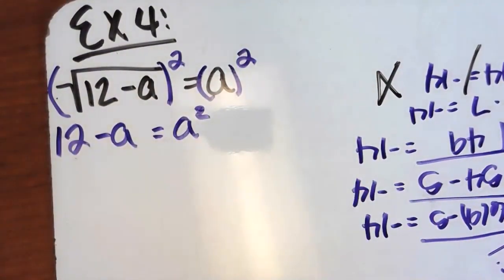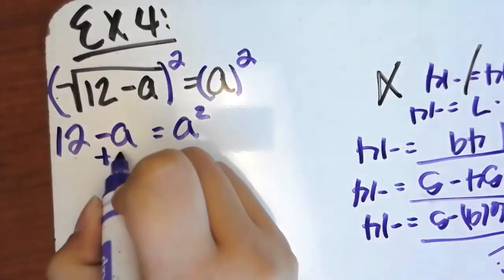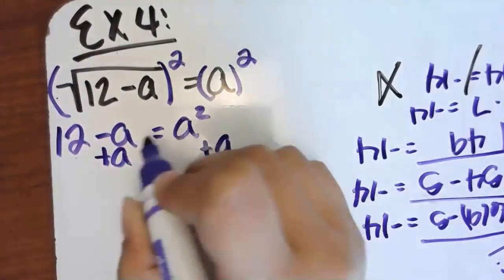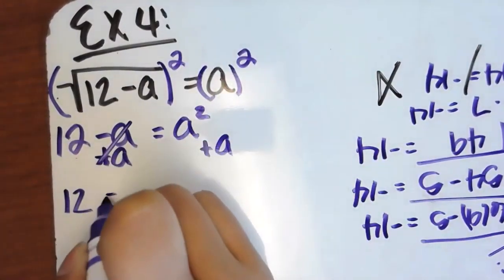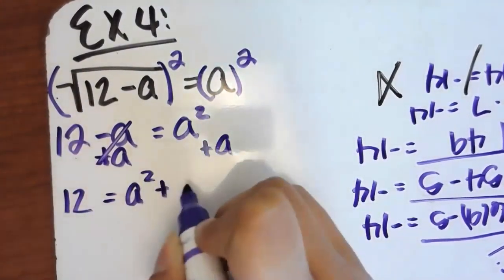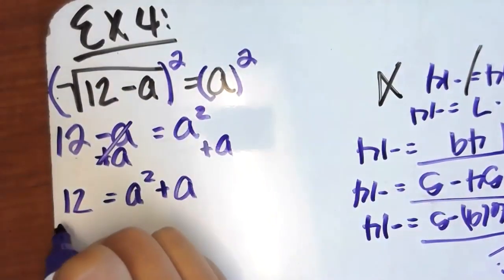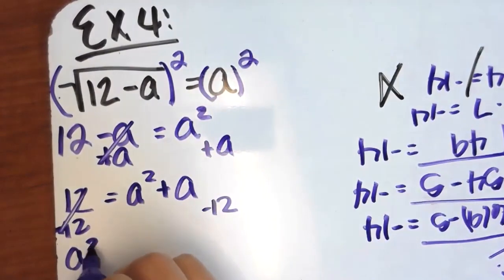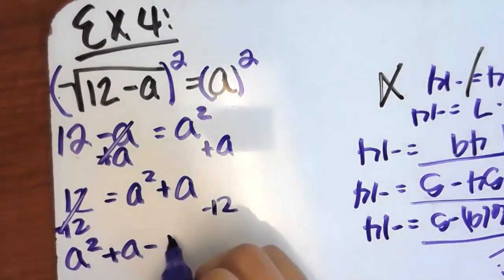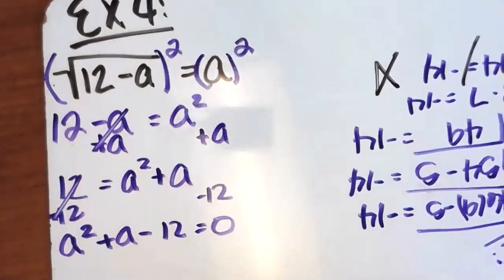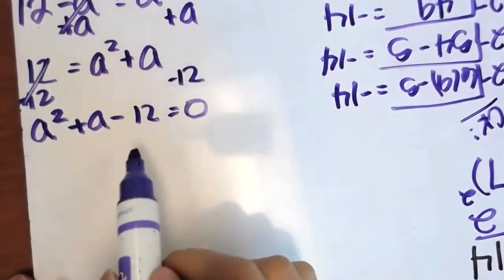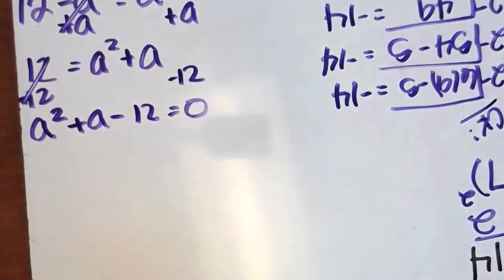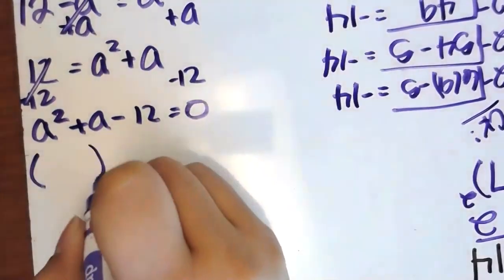And now it's important when you have a squared variable to move everything to one side of the equation. In this case, we're going to move everything to the a squared side. So we're going to start by adding a, and then we'll subtract 12. And so it's going to give you a squared plus a minus 12 equals 0. And it's important to get it to equal 0 because now you have a trinomial, and the only way to solve for a trinomial is to double parentheses it and factor.